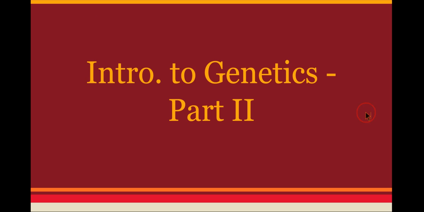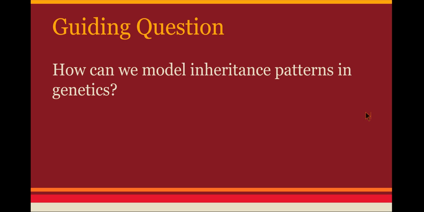So what we're going to be looking at today is modeling inheritance patterns in genetics. We know that through meiosis, your genes are going to separate so that you only end up with one copy from mom in an egg cell and one copy from dad in a sperm cell. Then you'll get one from each. So we're going to look at how we can predict, from what mom has for her genes and dad has for his genes, what we might see in the offspring.